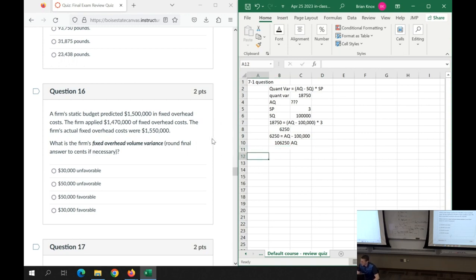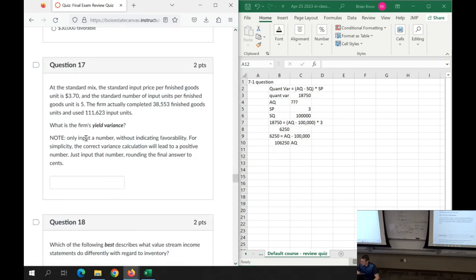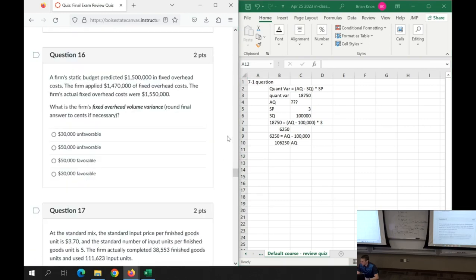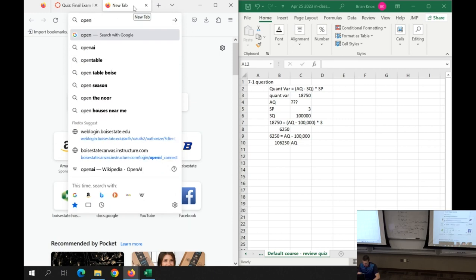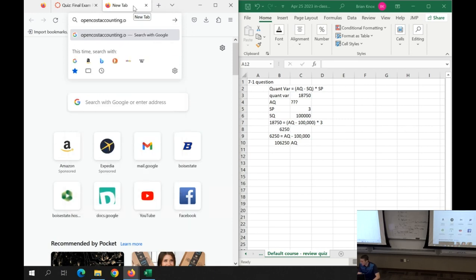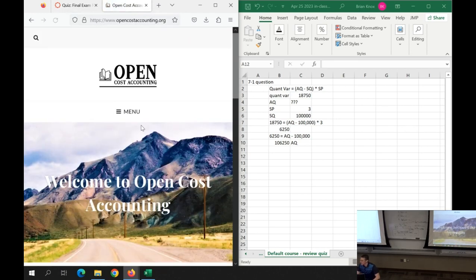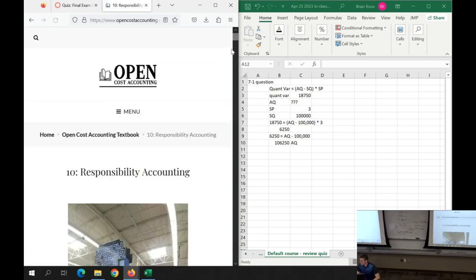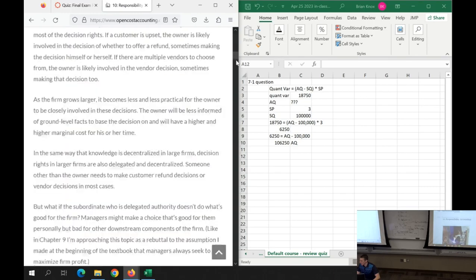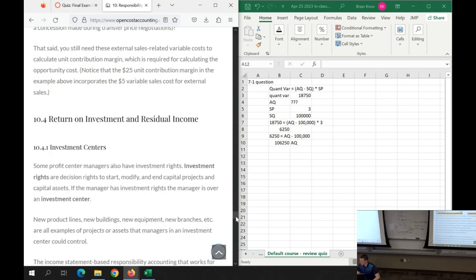All right, let's move on to 7-2 quizzes here. It looks like we have an overhead volume variance question and a yield variance question. This is the advanced standard costing section. All right, so the fixed overhead volume variance. Double check here, I'm pretty sure I've got my terminology right. The volume variance is going to be the far right-hand side that just appears based on fixed overhead.